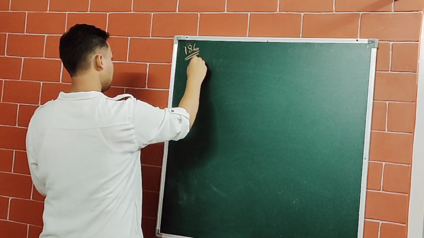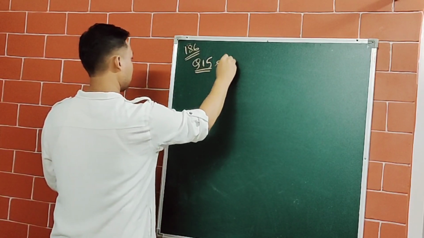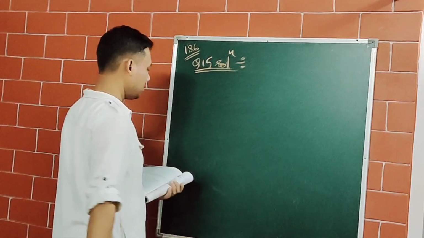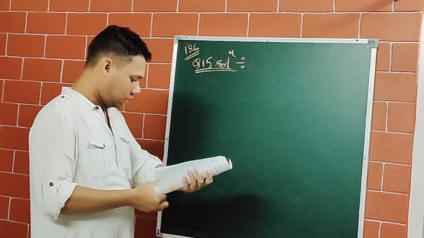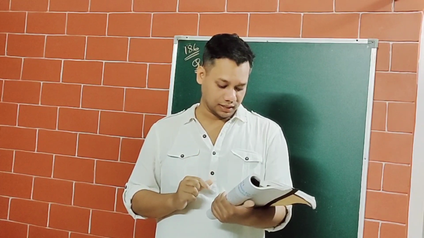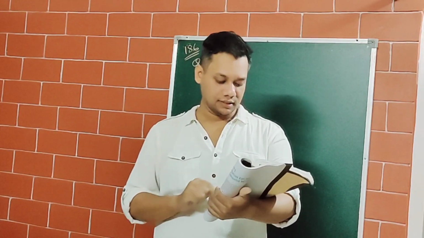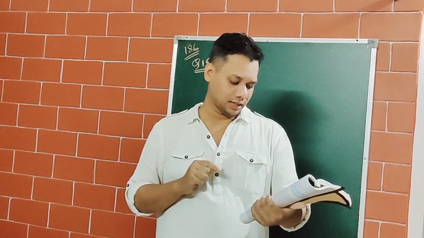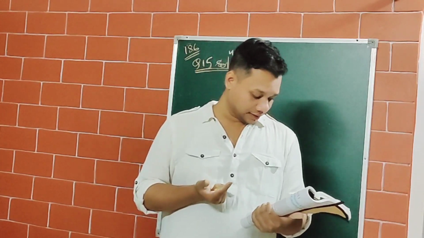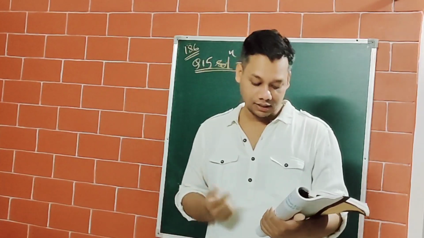186 page, question number 15, solution. An object of size 7 cm is placed at 27 cm in front of a concave mirror of focal length 18 centimeter. At what distance from the mirror should a screen be placed so that a sharp focused image can be obtained? Find the size and nature of the image.